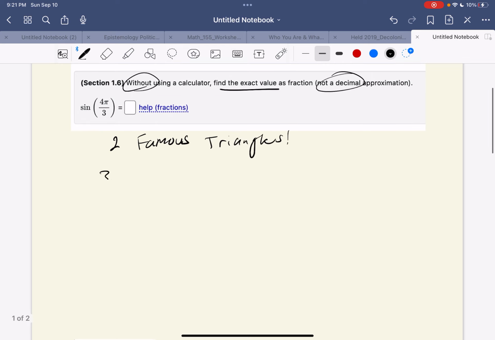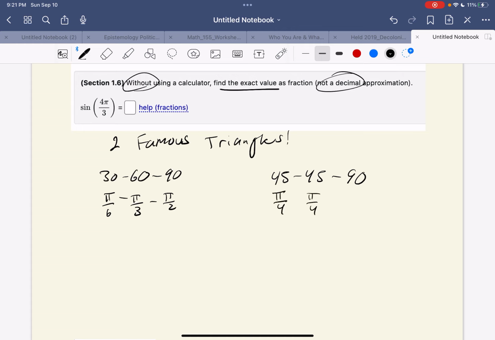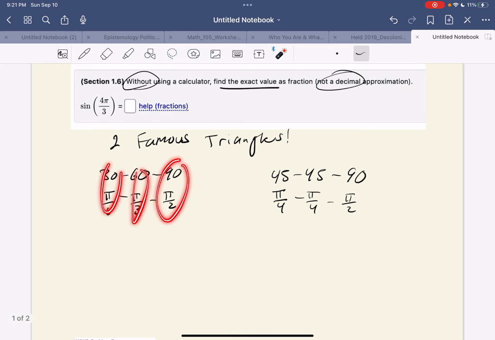All right, so they are the 30, 60, 90 and the 45, 45, 90. In this little mnemonic, this is all in degrees, but if I were to say it in radians, it's the pi over 6, pi over 3, pi over 2 triangle, and the pi over 4, pi over 4, pi over 2 triangle, right? So 45 is pi over 4, 90 is pi over 2, and so on and so on. Okay, so these are famous triangles. Let's talk about them.